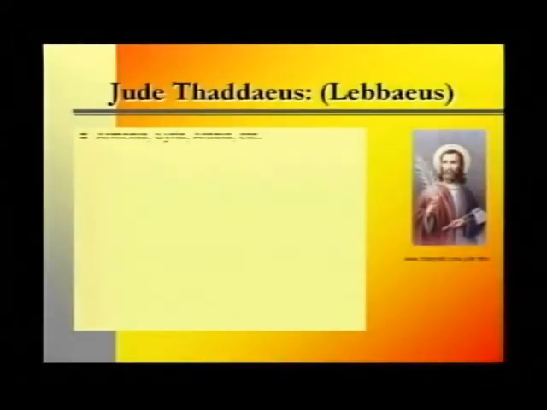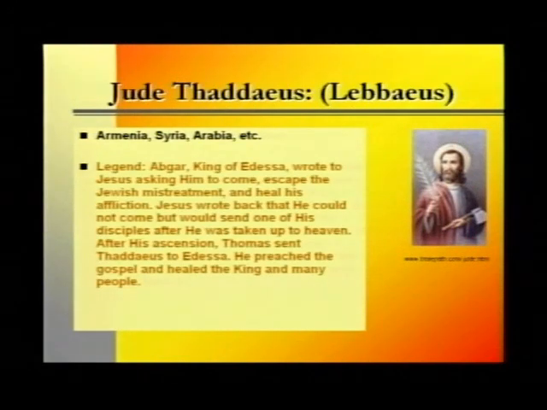Jude Thaddeus, he went to Armenia, Syria, and Arabia. There's an interesting legend of Abgar, the king of Edessa, who wrote to Jesus asking him to come, escape the Jewish mistreatment, and heal his affliction. Jesus apparently wrote back, according to the legend, that he could not come, but would send one of his disciples after he was taken up to heaven. After his ascension, Thomas sent Thaddeus to Edessa. He preached the gospel and healed the king and many people. Now, we don't think of Jesus having letters written back in those days, but letters were written in those days, so it's not beyond the realm of possibility.